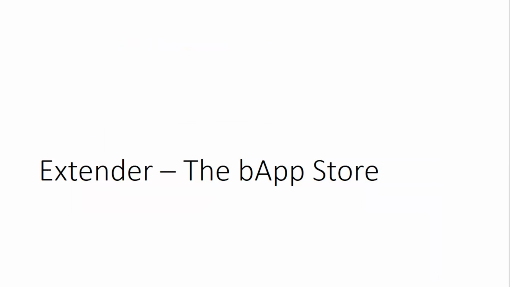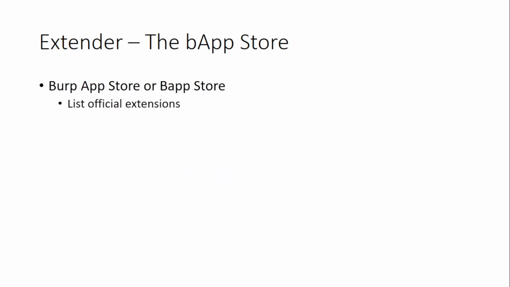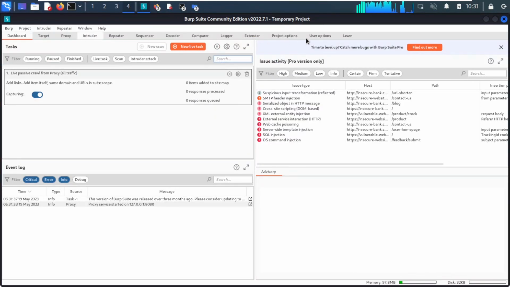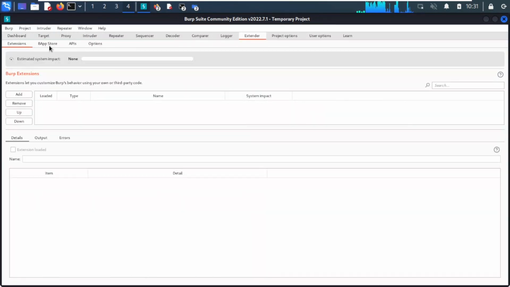So what's the App Store or the Burp App Store? This is the list of official extensions that we can integrate in Burp Suite. And these extensions can be written in different languages, like the most common one is Java, or Python with the Jython interpreter, or Ruby with JRuby interpreter. So we'll start by installing an extension. So let's go to Burp Suite and let's go directly to Extender and to the App Store.